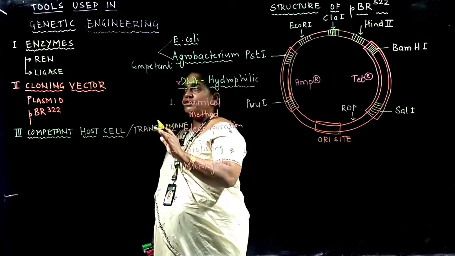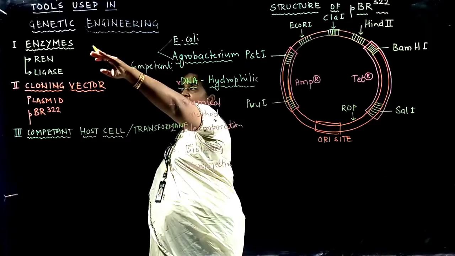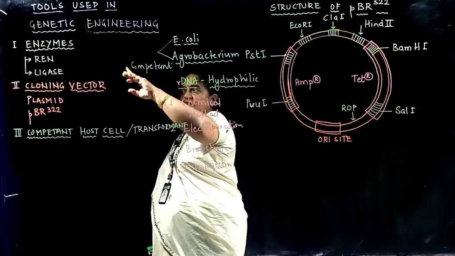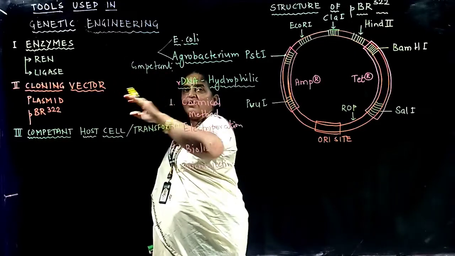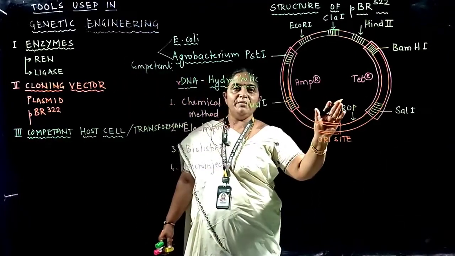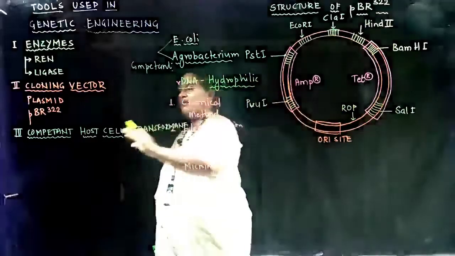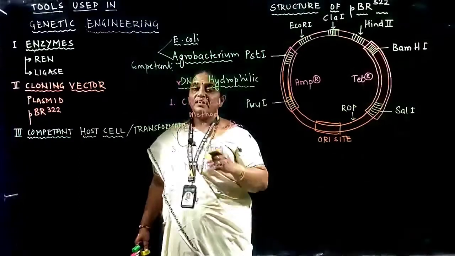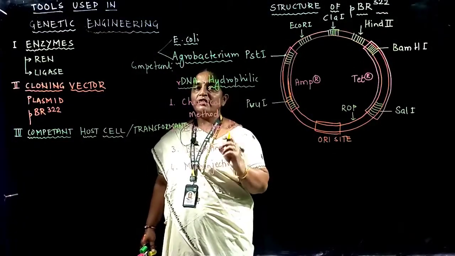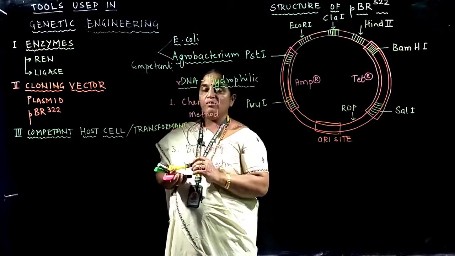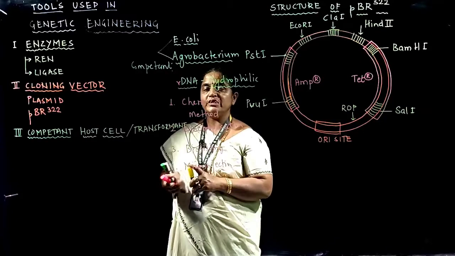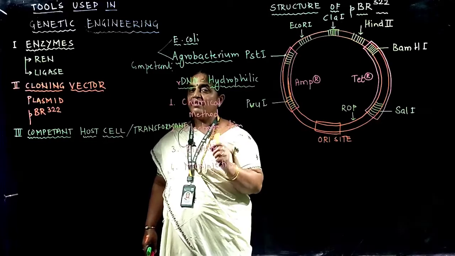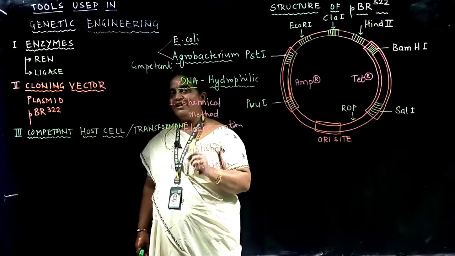Thus, in this session, I already revised enzymes, REN as a molecular scissor, ligase as a stitcher, cloning vector, we have learned PBR322 structure, and then to make the host cell competent, these are the 4 methods. In tomorrow's session, we will learn the general steps involved in rDNA technology or gene cloning process or genetic engineering. With this, I'll conclude today's session. Thank you very much.